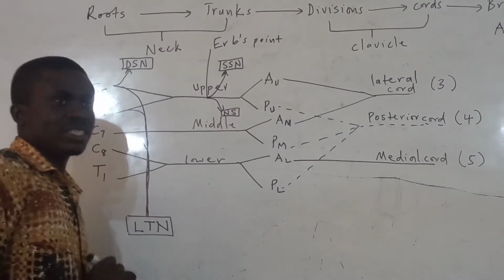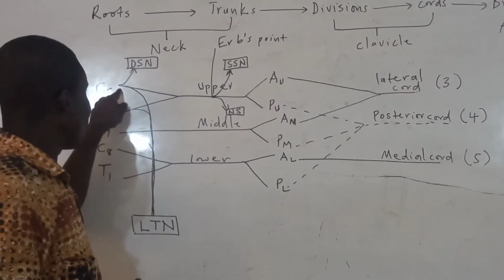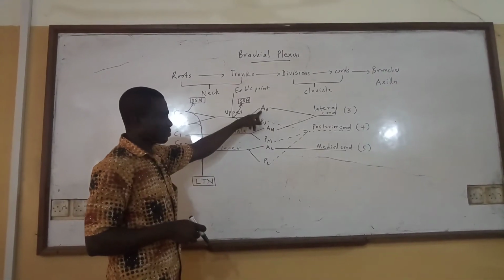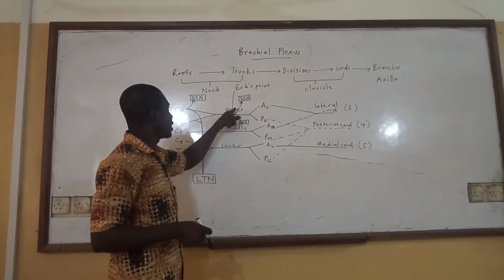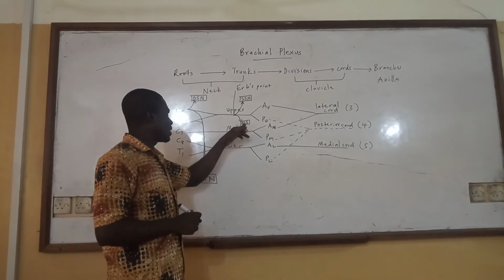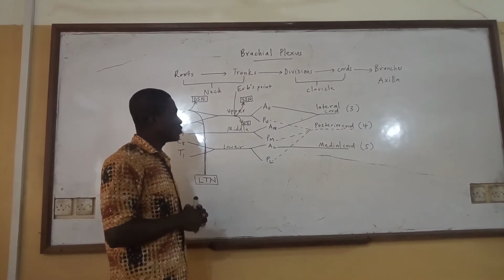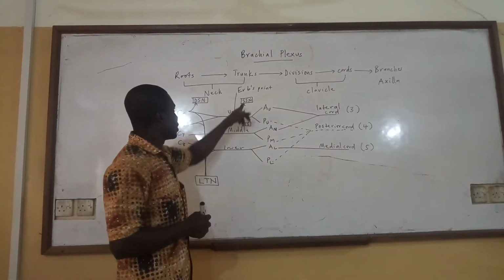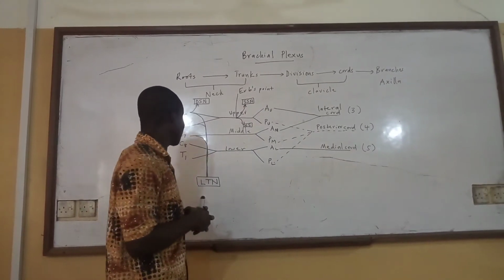For Erb's point, 6 nerves actually converge here. They are coming from the C5 root, the C6 root, the anterior division and posterior division of the upper trunk, as well as the nerve to subclavius and the suprascapular nerve. The nerve to subclavius will supply the subclavius muscle. The suprascapular nerve will supply the supraspinatus and then the infraspinatus muscle.